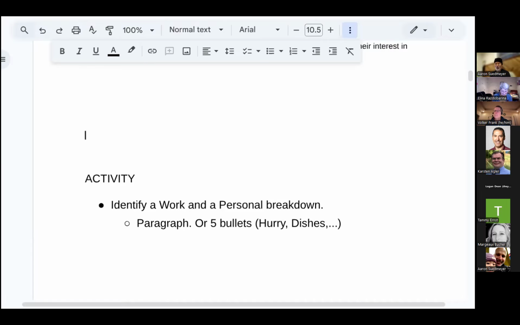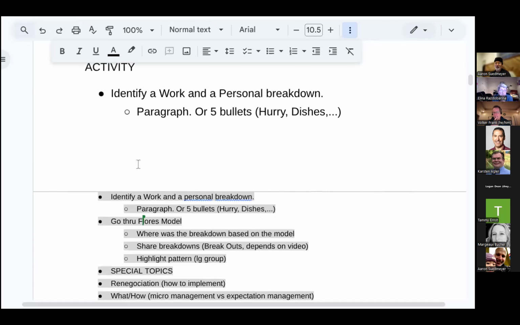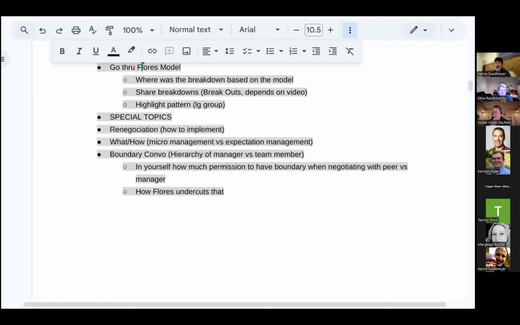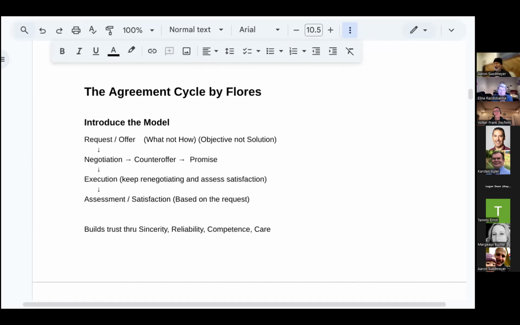Okay, so what we're going to go through now is, given those two examples, you've hopefully got a personal and a work example that you've thought of. We're going to walk through an agreement cycle. This is the Flores agreement cycle. It's a way of creating a communication with another person where there's clarity on what's being agreed to, allowing for counter offers and renegotiations, and that type of activity.